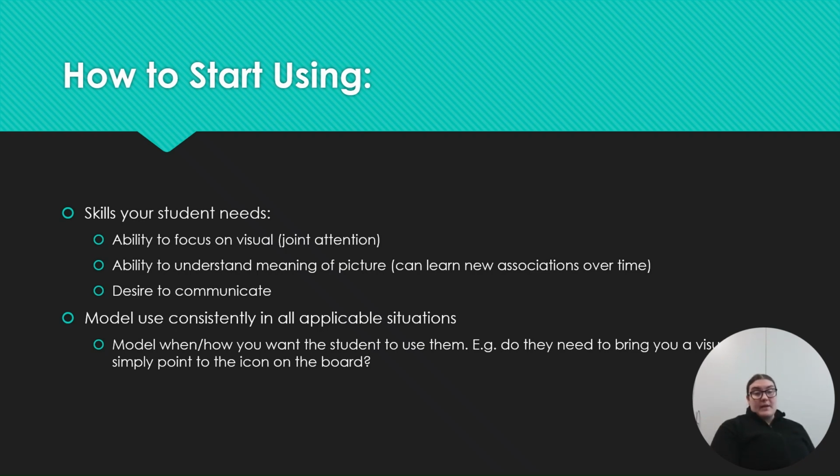Modelling most consistently across all applicable situations. We're modelling when and how we want the students to use them. So again, considering the purpose of the visual and when we're going to be using it. Is it something we're taking on the go? If we're expecting the student to use a choice board in the playground, we need to model using it in the playground, not just in the classroom.